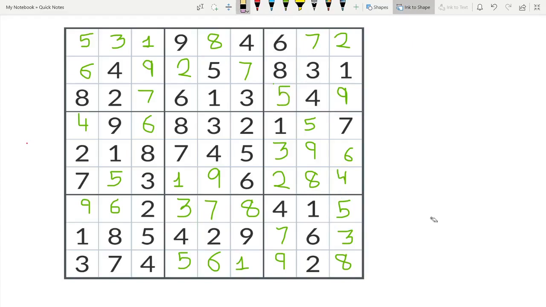So that's how we have solved this Sudoku puzzle. With a little bit of practice, you will be able to now solve any beginner level Sudoku puzzle. And this technique will act as a foundation for you to work on some of the harder ones.